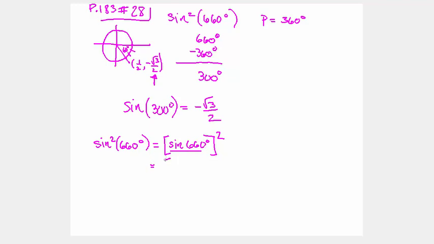But since that's the same thing as the sine of 300 plus 360, and since 360 is the period of sine, and adding a period changes nothing for the output of this function, that's the whole point of a periodic function, then I can say that this is the same as the sine of 300, which we computed above as negative root 3 over 2, squared. So I'll square those values to end up with a positive value of 3 over 4.